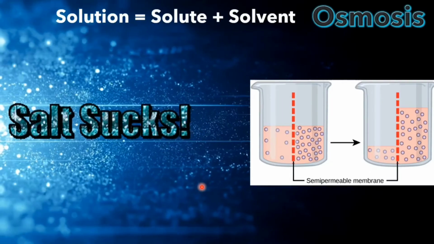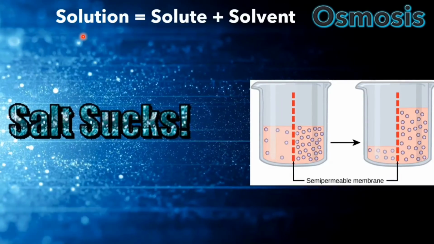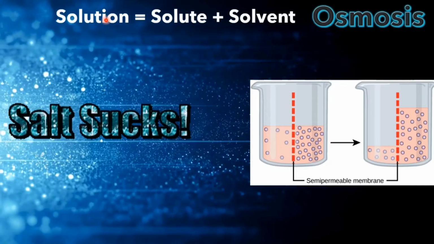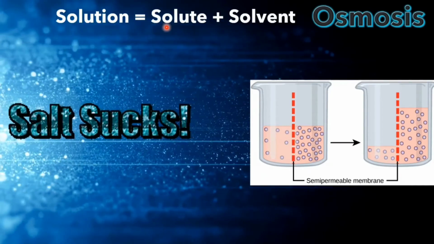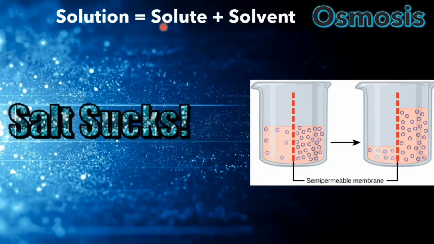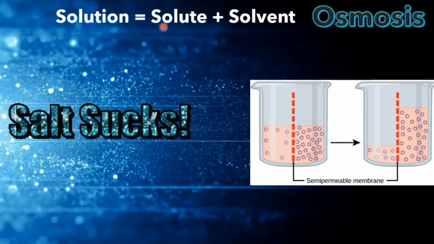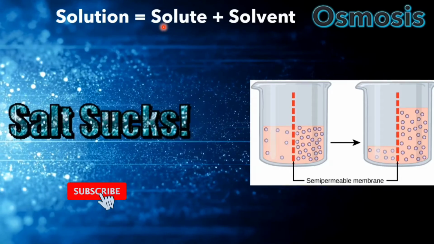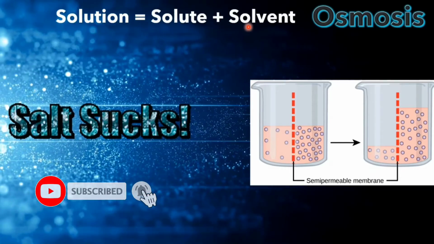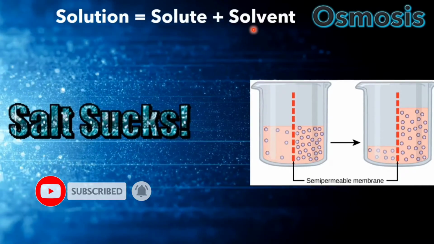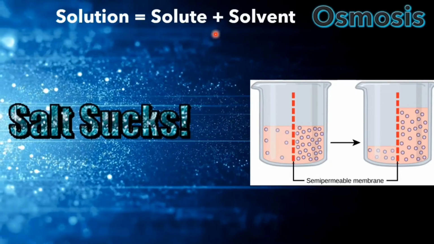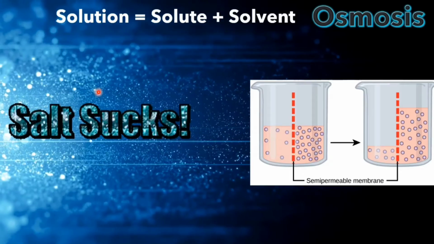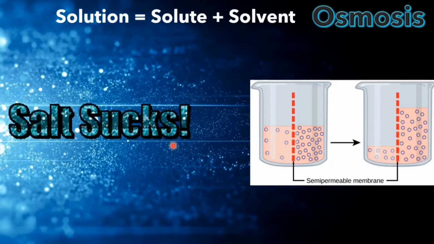Let's discuss the basic idea about solution. When one substance dissolves into another, a solution is formed. What is meant by solute? Solute is the substance that is being dissolved. For example, we can call it salt. What is meant by solvent? Solvent is the dissolving medium. An example is water. So solution is equal to solute plus solvent. Remember, salt sucks the water.